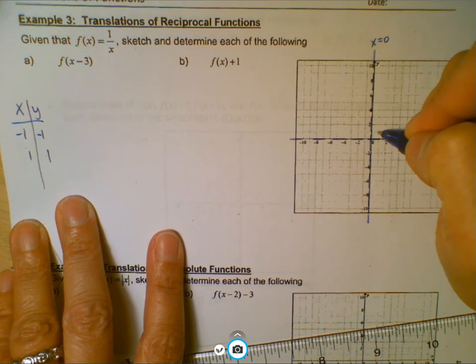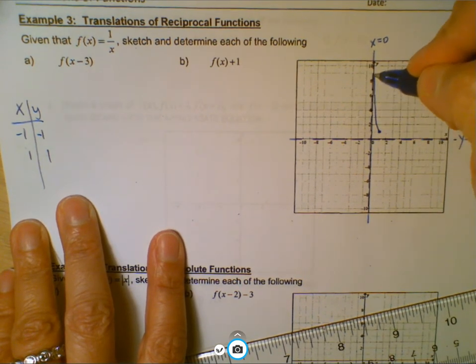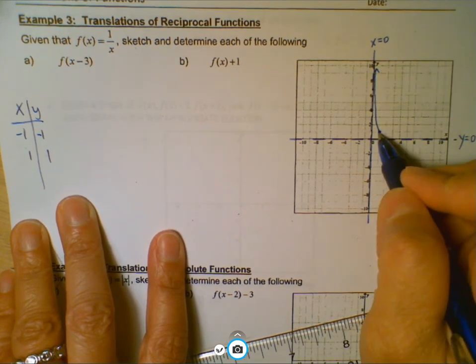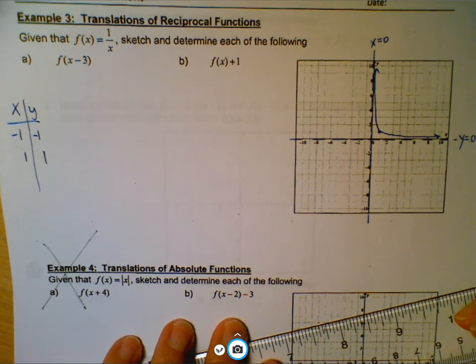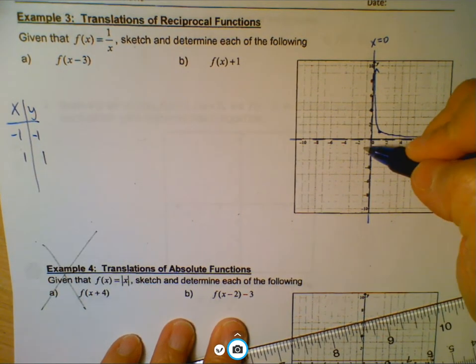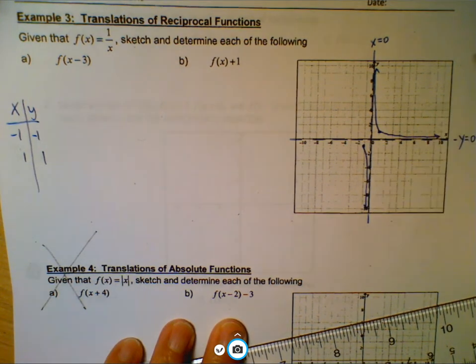Now I'm going to put the point 1, 1. And what I'm going to do, I'm just going to hug those asymptotes. I'm going to try to draw it curvy as much as possible, getting close to those asymptotes but not touching. Same thing with -1, -1. I'm going to hug the asymptotes.